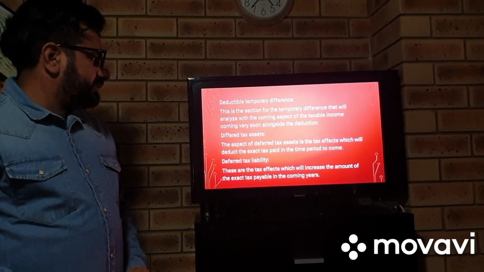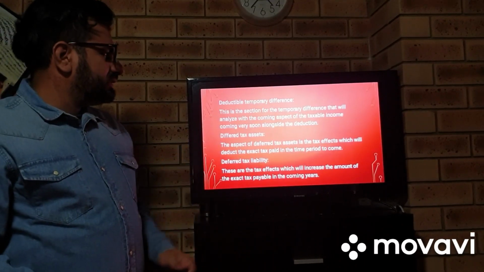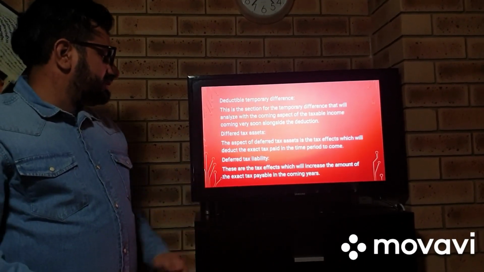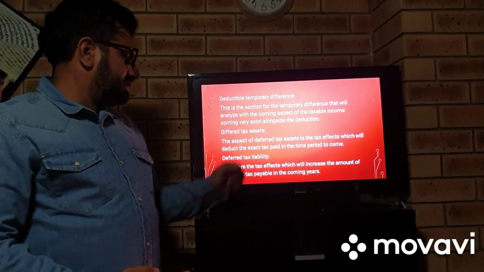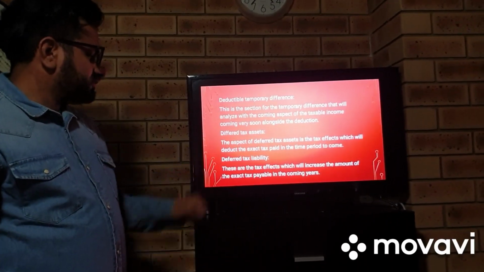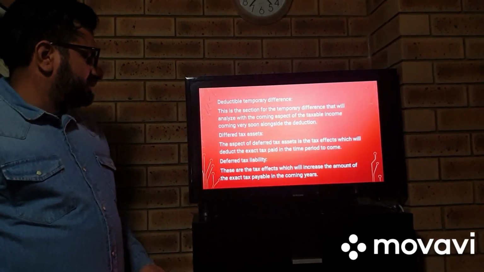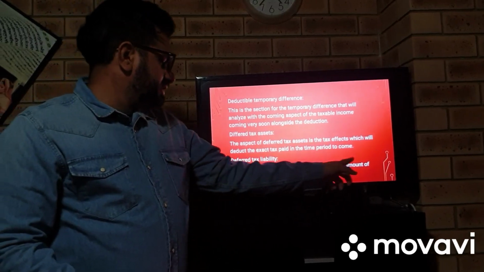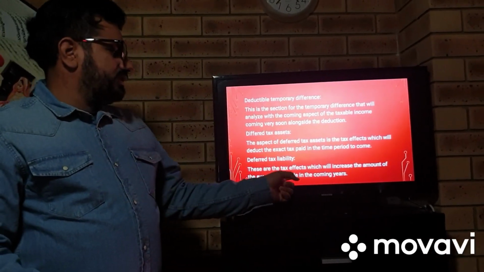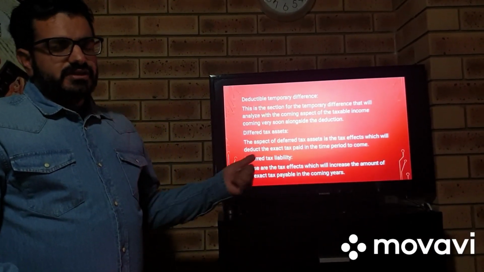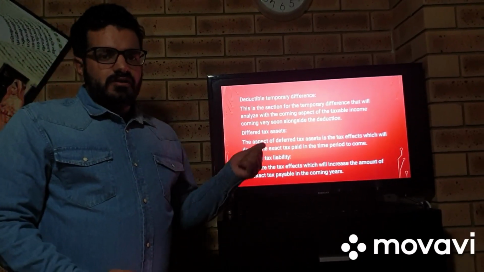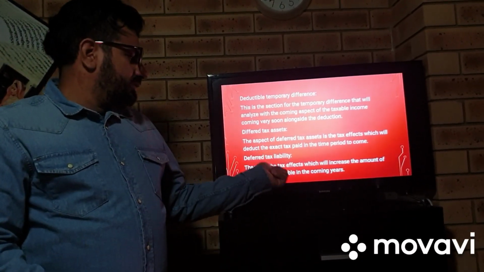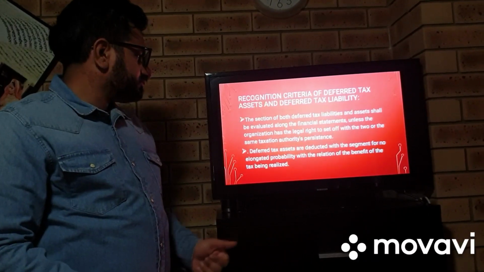The other difference is deductible temporary differences, deferred tax assets and deferred tax liability. In this, the most important is the deferred tax liability. This is the tax effect which increases the amount of excess tax payable in coming years, in which we can clearly foresee the tax payable in the coming years.